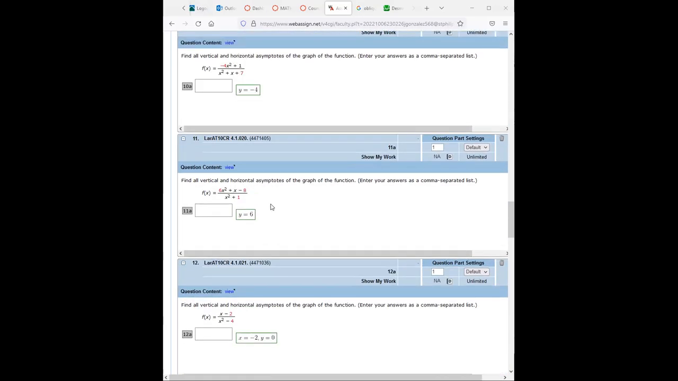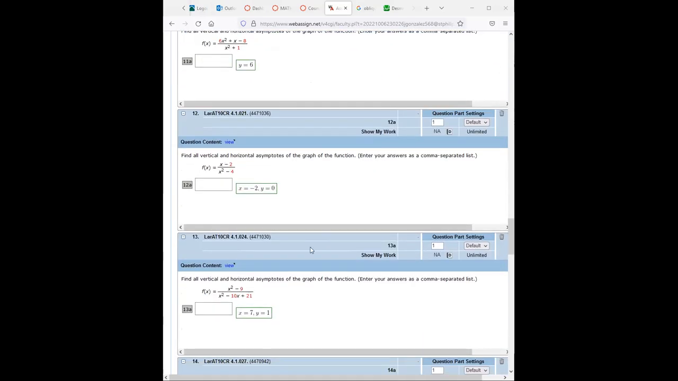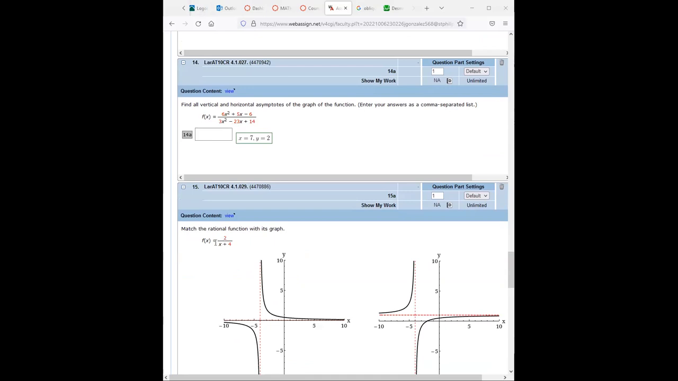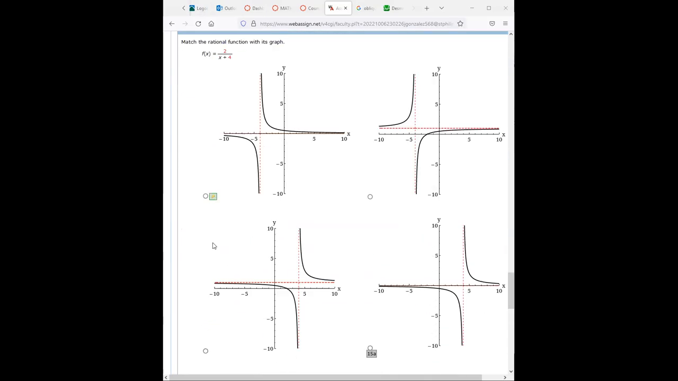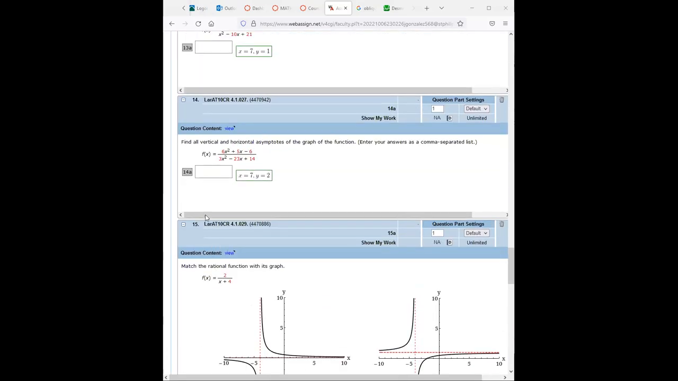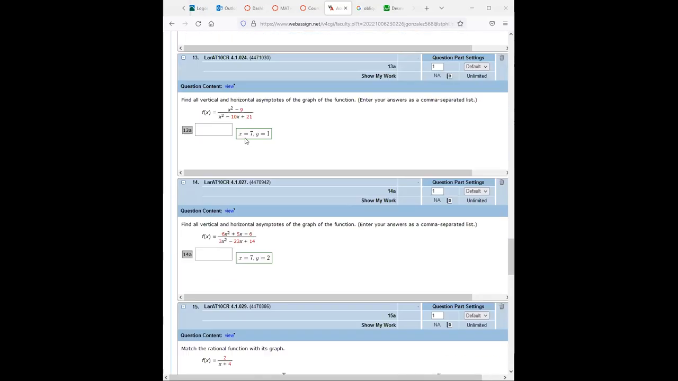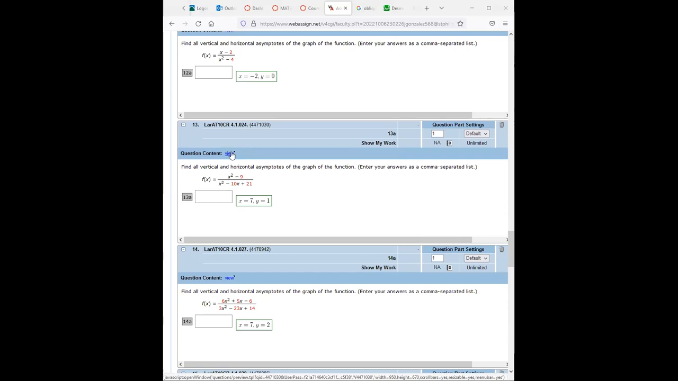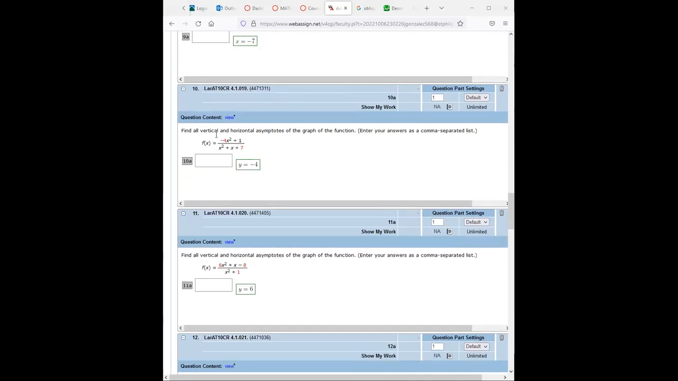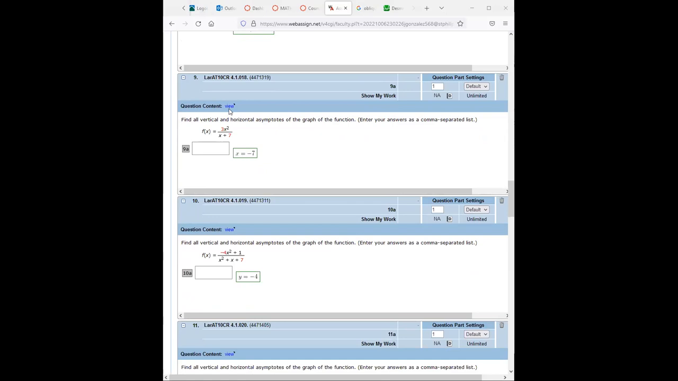Let's see if they ask for oblique or not. Maybe I give you extra information for fun. Interesting. Maybe later. These are all the same type that we just talked about. Okay, well, that's it then.